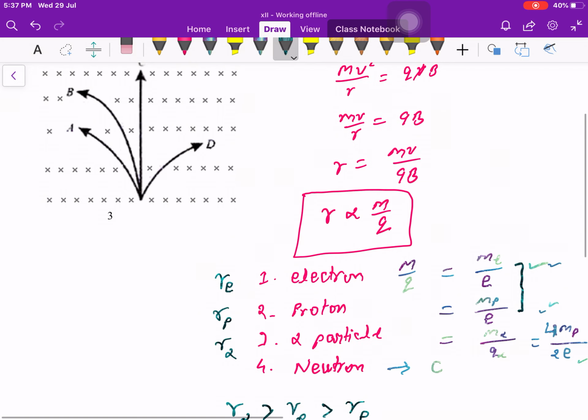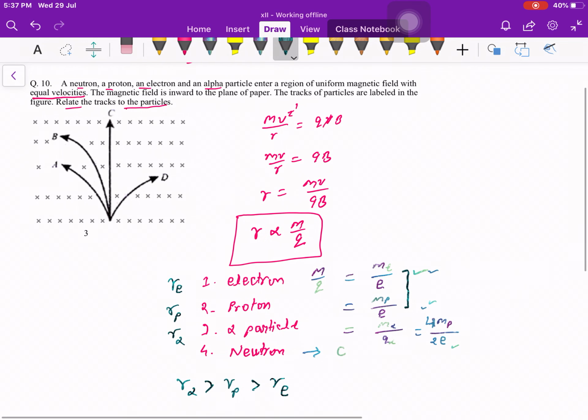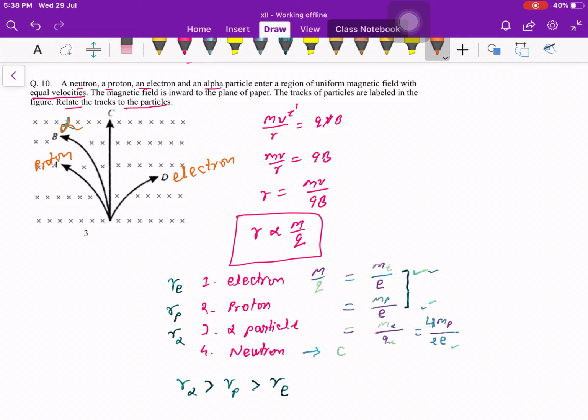Now how to identify these 3 in the diagram? The alpha particle is having the maximum radius. Which one is showing the maximum radius? B. So the alpha particle will show the trajectory B. Then the proton will show the trajectory A. Then the electron will bend the first and most. I think the point is clear to all. Thank you. In case of doubt, you can ask me.